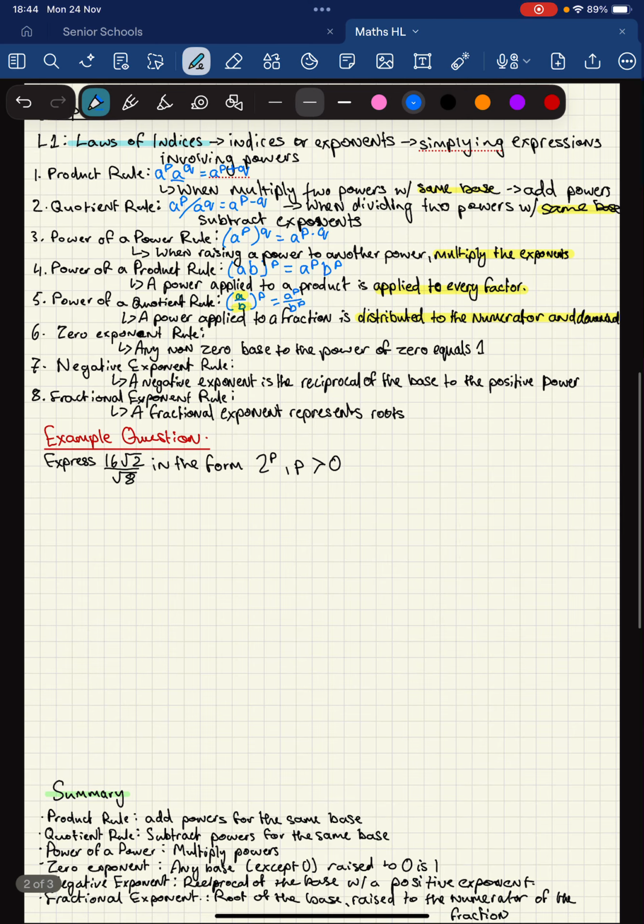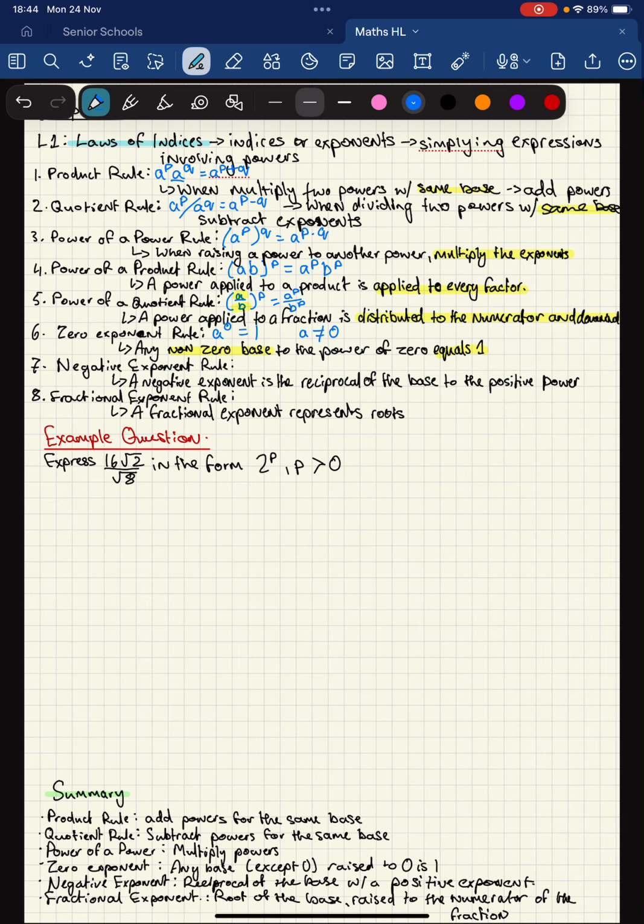The sixth rule is the zero exponent rule, or the zero power rule. So what this means is that if you have something like a to the power of 0, that always equals 1. Now, this is only where your base does not equal 0. You can't have 0 to the power of 0, but in all other cases, any non-zero base to the power of 0 always equals 1. So our important stuff here is a non-zero base, so a base not equaling 0, and that equals 1 every single time.